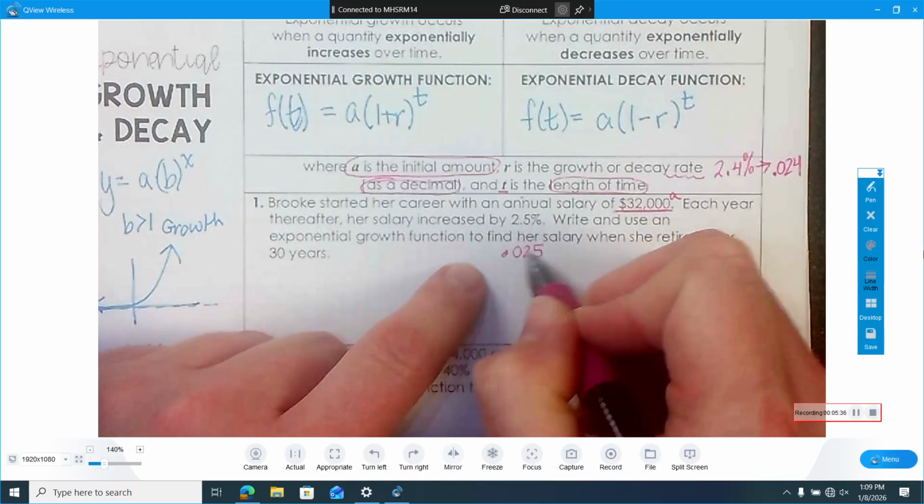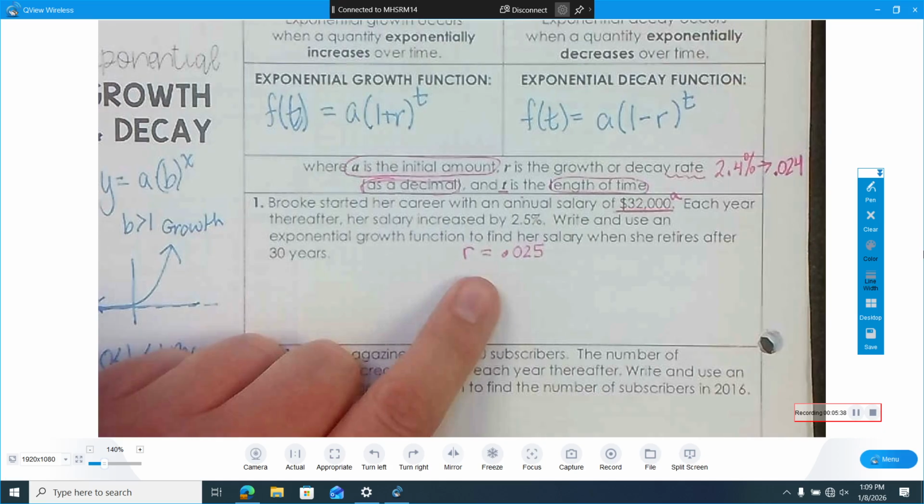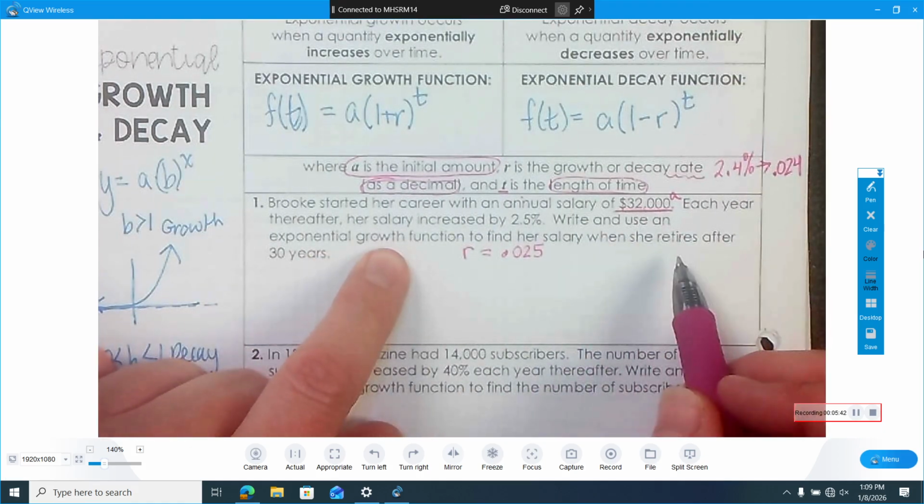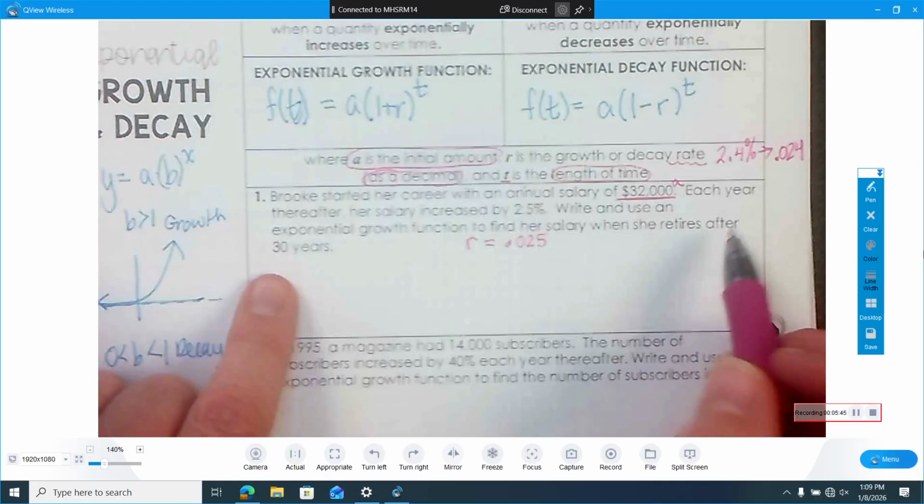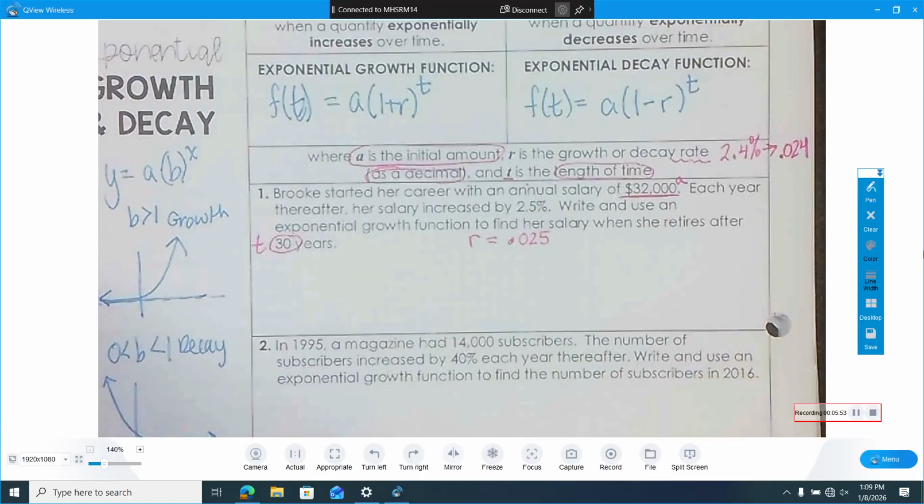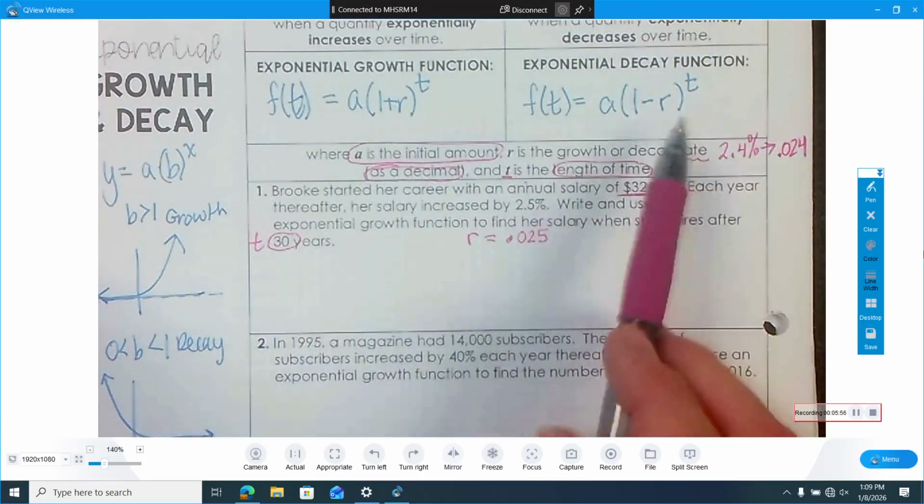0.025, and that's going to be our R value. Write and use an exponential growth function to find her salary when she retires after 30 years. What's the 30 going to be in place of? Time, T, yes. So they've given us everything. Which one are we going to use?